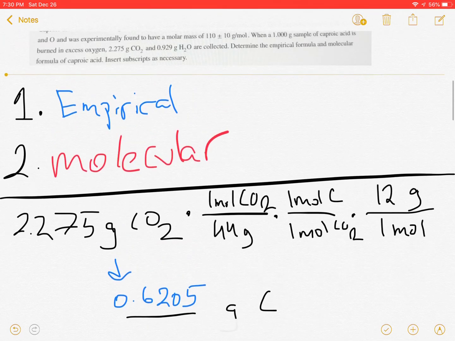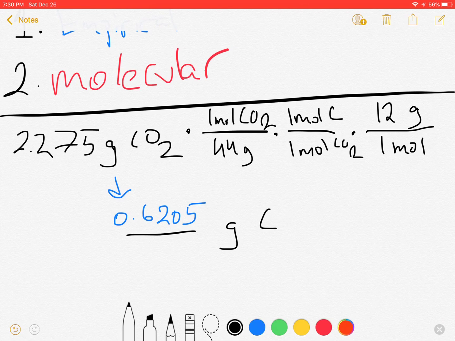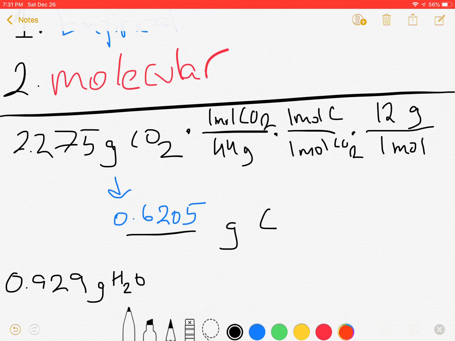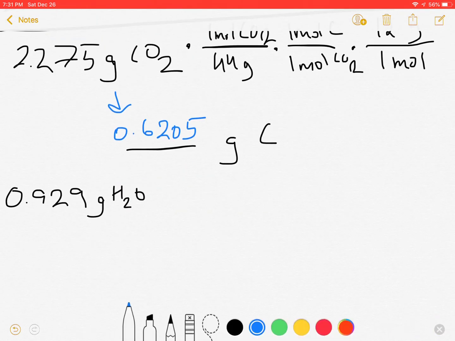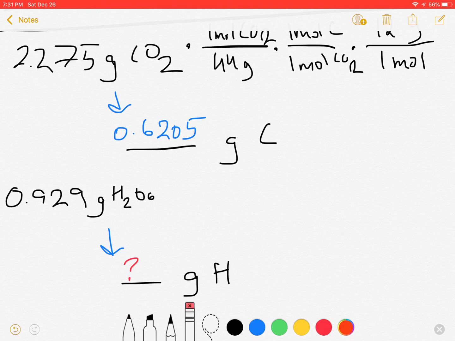Now that we've gotten grams of carbon, let's get grams of hydrogen next. We're told that there's 0.929 grams of H2O, so let me write that down. 0.929 grams H2O. And remember, the goal for us is to get grams of hydrogen at the end of this dimensional analysis. So let's go through and do that. Oops, that looks like a 6. That is meant to be multiplication.